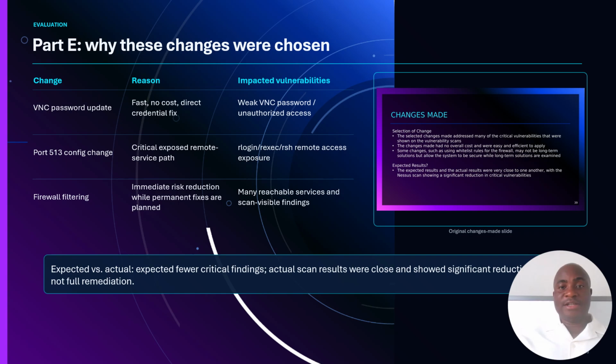I chose these changes based on cost, speed, and risk criteria. They do not solve every route, because the actual result was close to the expected one. Nessus shows a significant reduction, but some deeper vulnerabilities remain because patching and migration were still needed.